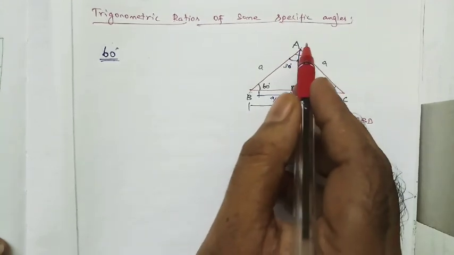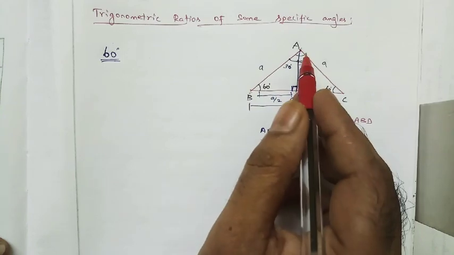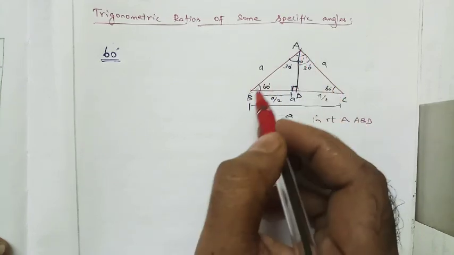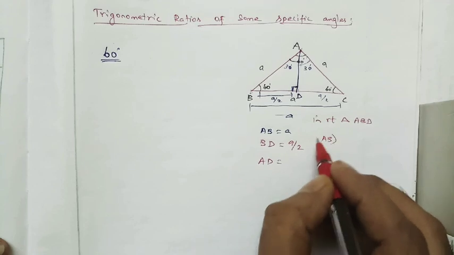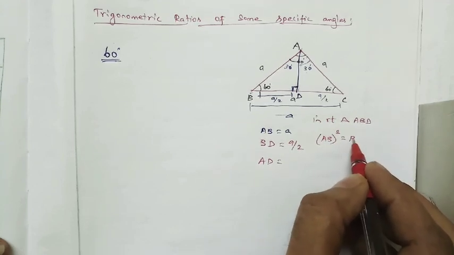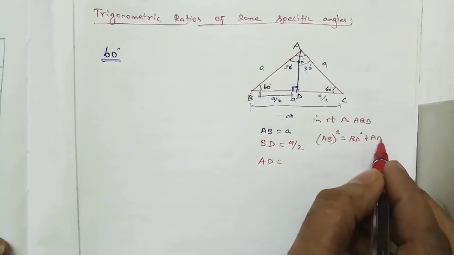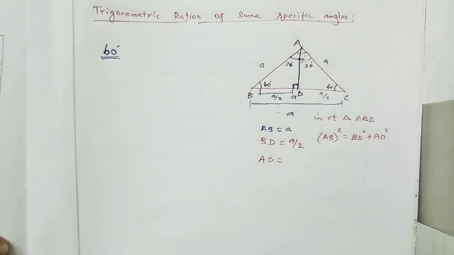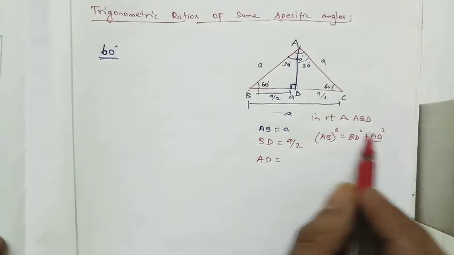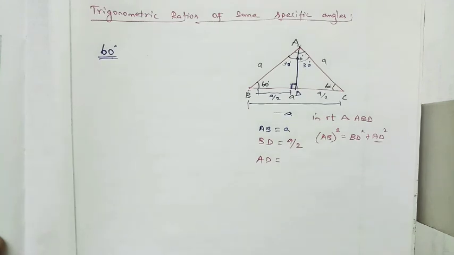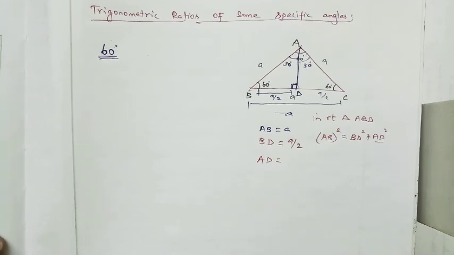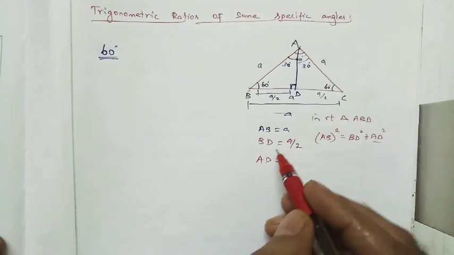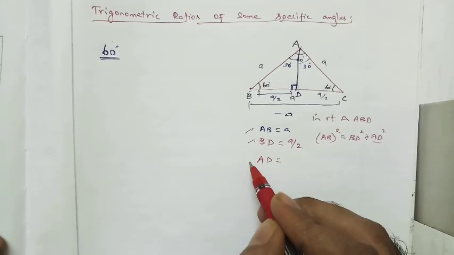So here in right triangle ABD, hypotenuse square is equal to adjacent square plus opposite square. Which one is the hypotenuse? AB. So AB square is equal to BD square plus AD square. We need AD alone; we don't know the length of AD. That only we are going to find. After finding it, we can find the values of sin 60, cos 60, tan 60, all by using trigonometric ratios. Okay, now first we will find AD. Now we know AB and BD.